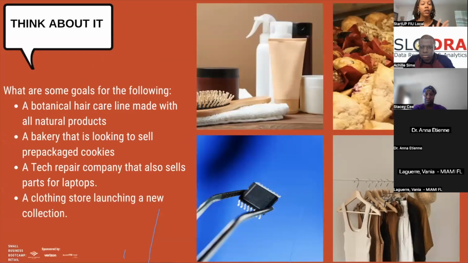So let's take a moment here to think about some of the things that we've talked about, some of the examples that were shared. And I'd like to hear some feedback on what are some SMART goals that we could set for the different sample products here. So the first is a botanical hair care line made with natural products. The second is a bakery that's looking to sell prepackaged cookies. The third is a tech repair company that also sells parts for laptops, and a clothing store launching a new collection. So first, I want you all to think, do we have enough information to set SMART goals about the 4 businesses? By a show of hands, who thinks that we do?